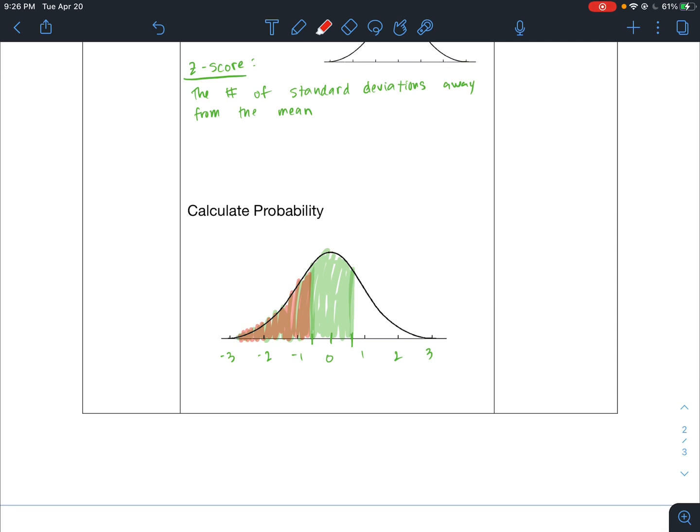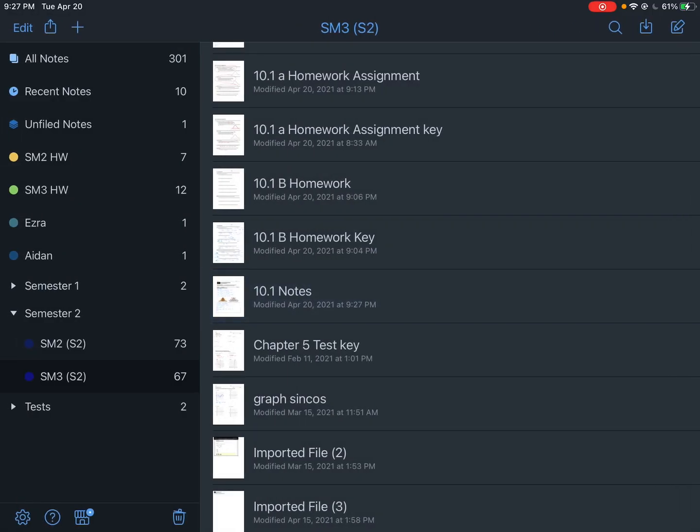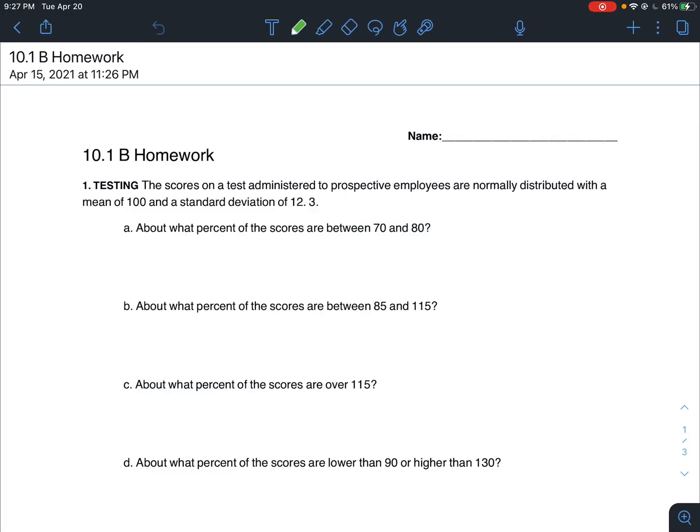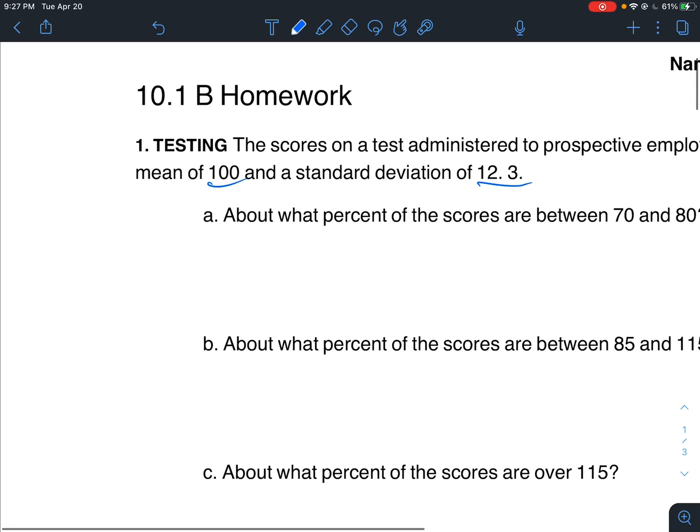Okay, so that will lead me into the assignment for this unit right here. It says that the scores on a test administered to prospective employees are normally distributed with a mean of 100 and a standard deviation of 12.3. Okay, so if we were to draw a normal distribution, this is something that we did a lot last time, then we'd have the mean of 100 and a standard deviation of 12.3. So this would be 112.3, okay? So on and so forth.